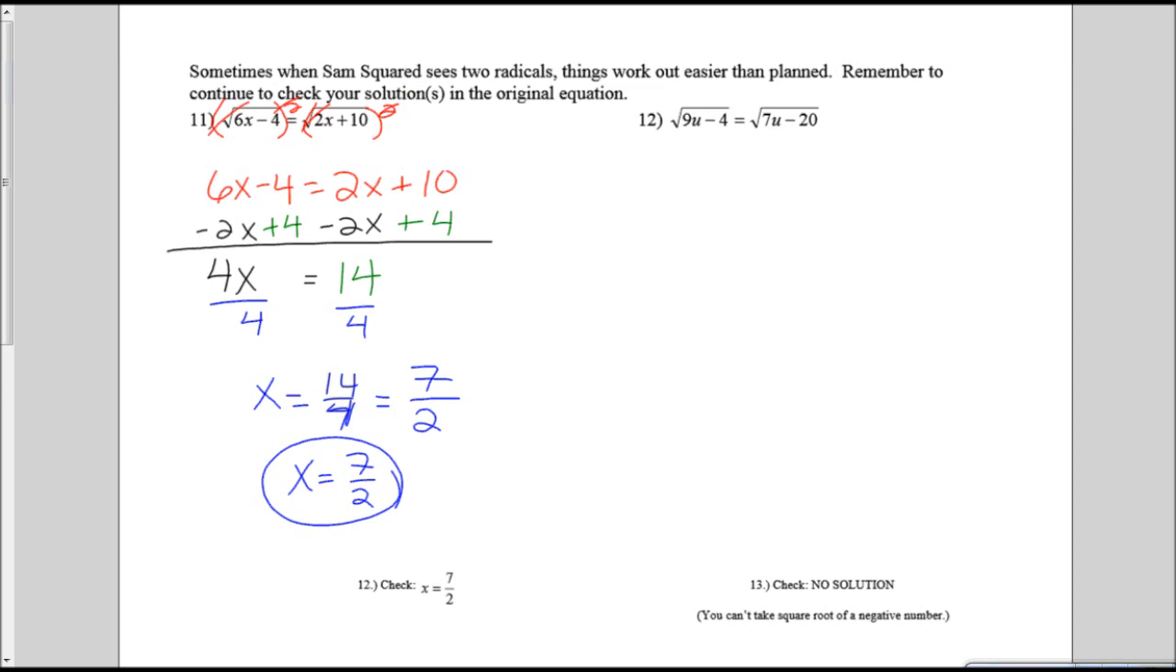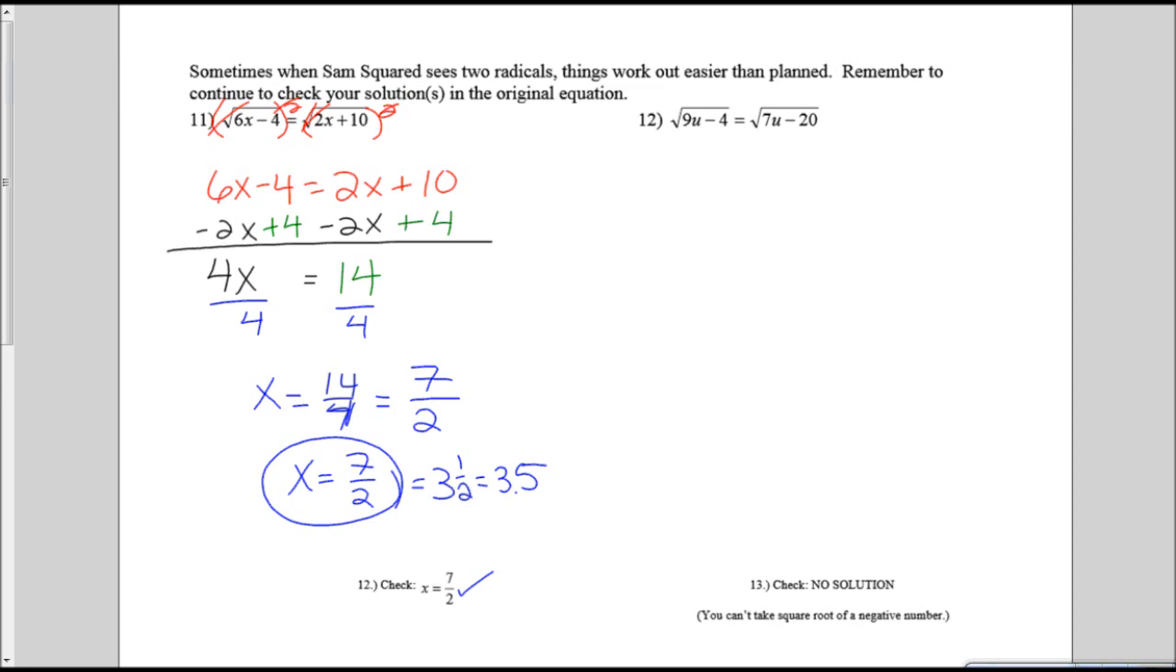And that's my check down there. I could check by plugging into the original equation, or by graphing both the left and the right sides and making sure that they crossed at x equals 3.5 or 7 halves. Those all mean the same thing. And you'll see that those two work out.